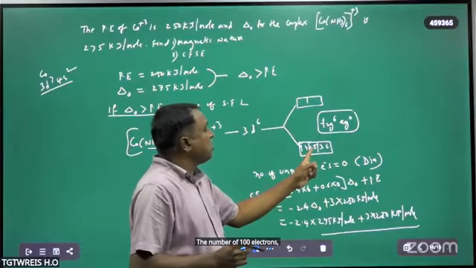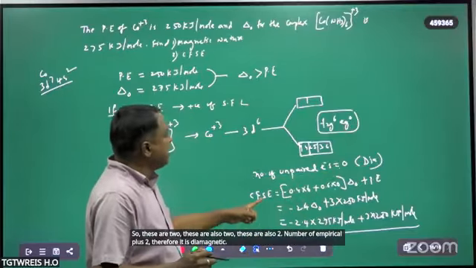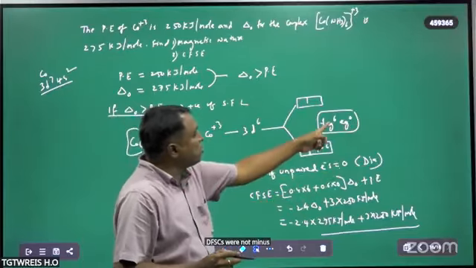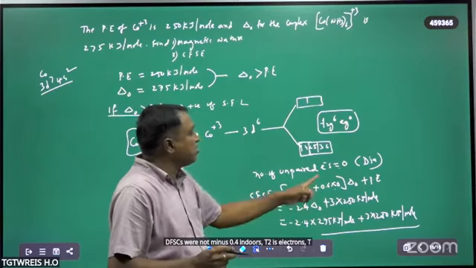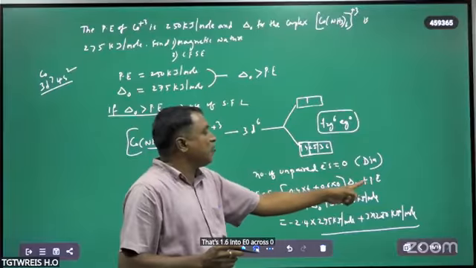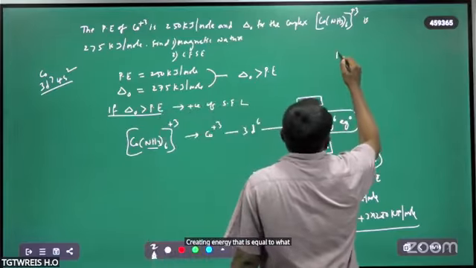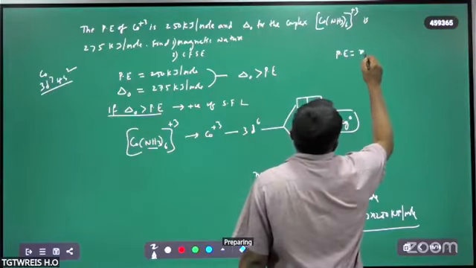So these are 2, these are also 2, these are also 2. Number of unpaired electrons is 0. Therefore it is diamagnetic. What is the CFSE? Minus 0.4 into t2g electrons, 6, plus 0.6 into eg electrons, 0, into delta naught, plus pairing energy. Pairing energy is equal to m into P.